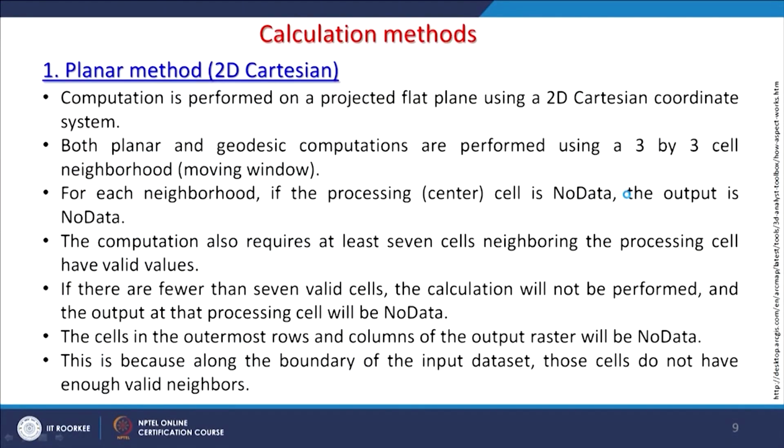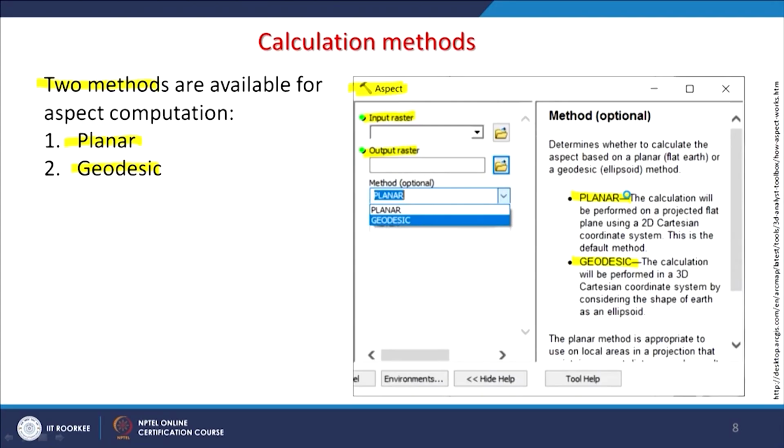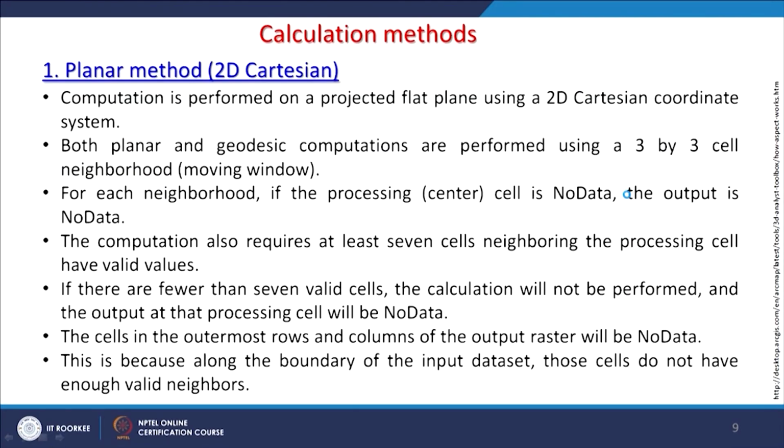So, what these will do, as you also know, planar method is for 2D Cartesian and the other method, that is your geodesic method, is for 3D Cartesian. So, let us go for 2D Cartesian discussion of the planar method, that this computation is performed on a projected flat plane using a 3D Cartesian coordinate system. I have already told you that aspect is calculated or measured on a flat plane, on a horizontal plane, not on a vertical plane.